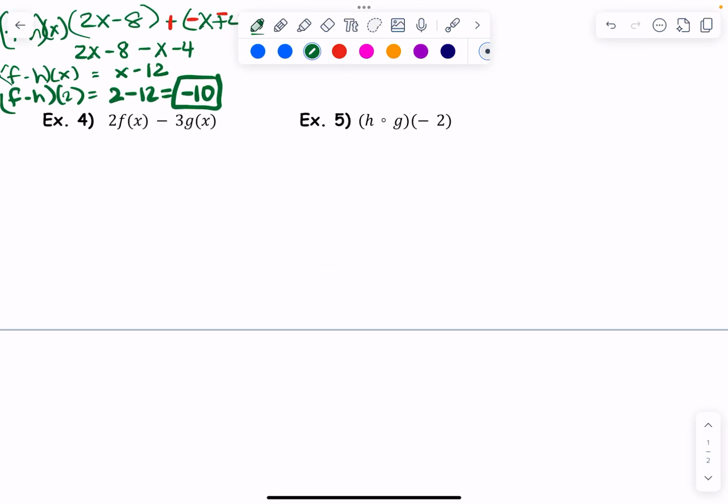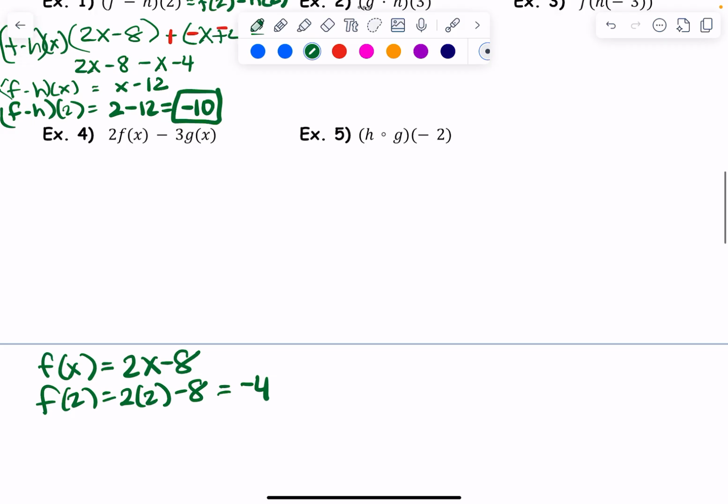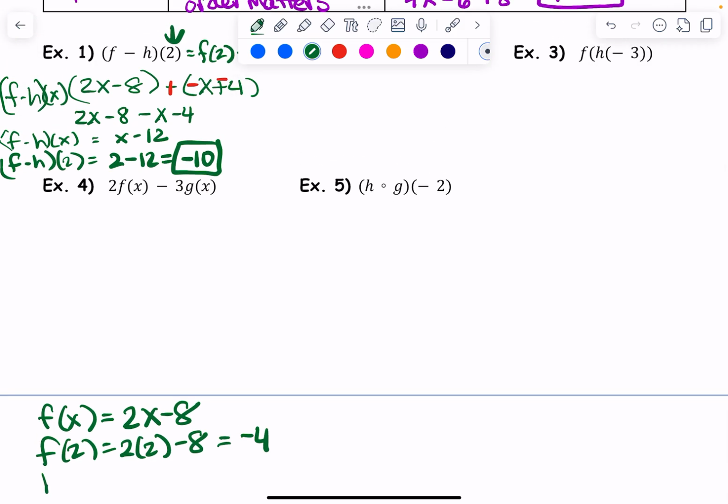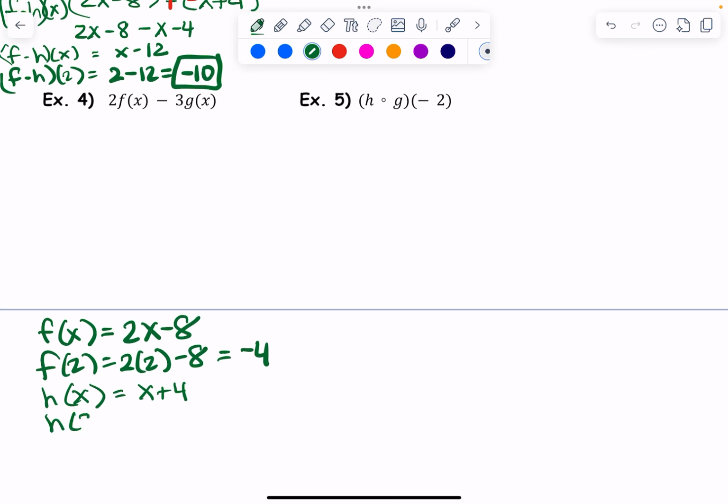And so we have f of x is 2x minus 8. So f of 2 is 2 times 2 minus 8. So this is negative 4. And then we were talking about h of 2. So we know h of x is x plus 4. So h of 2 is 2 plus 4, which is 6.